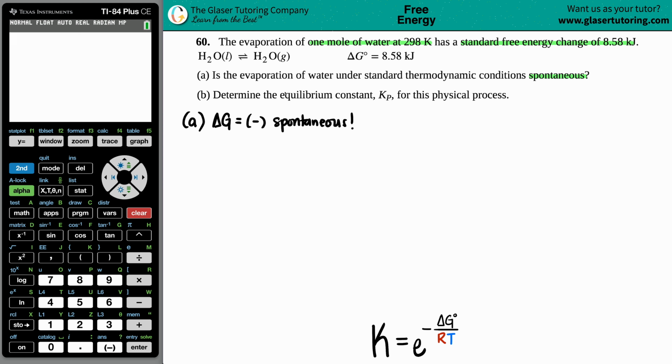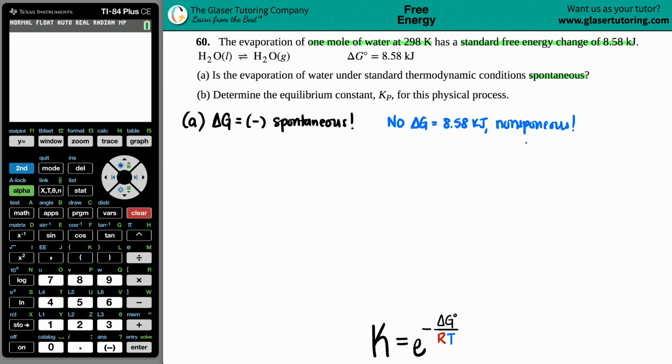In order for it to be spontaneous, which means that this will happen by itself, with no extra amount of heat from an external source. Will this happen by itself? And the answer is no, because our delta G is a positive. So, is the evaporation of water spontaneous? No. Since the delta G is 8.58 kilojoules, this is non-spontaneous.